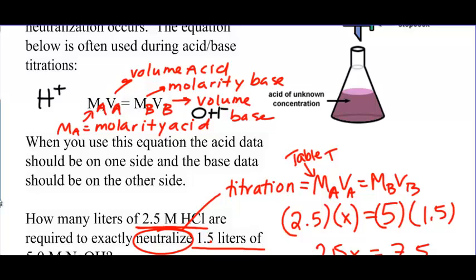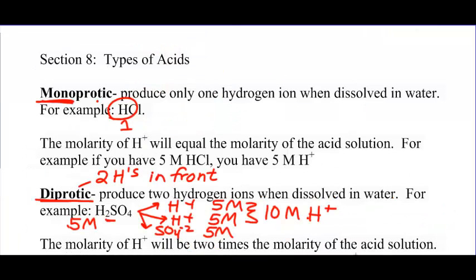Now, 99% of the time, they give you a monoprotic acid with only 1 hydrogen and a monohydroxy base with only 1 OH. But sometimes they'll try to trip you up by giving you something like Ba(OH)2. So just watch for that when you're doing titration formulas.